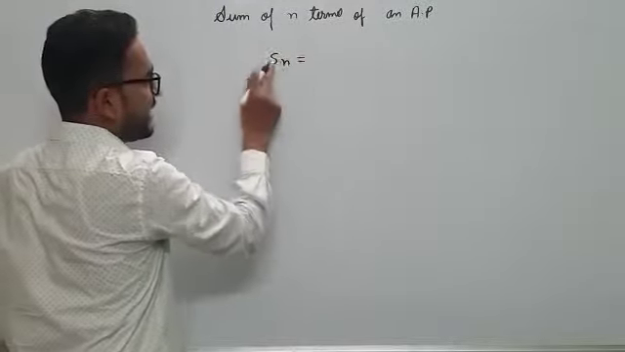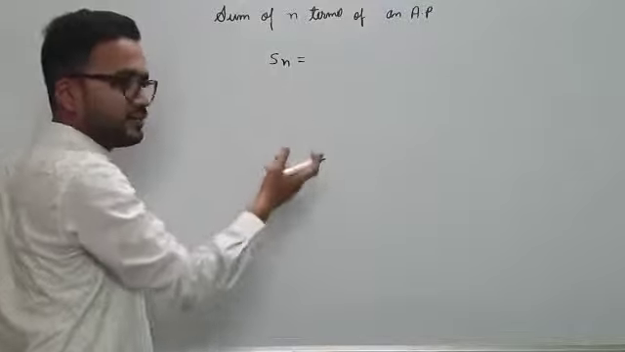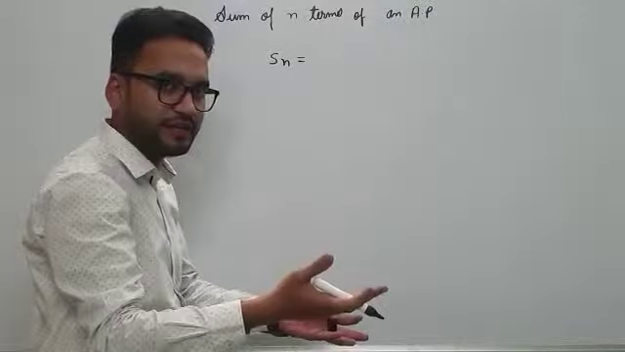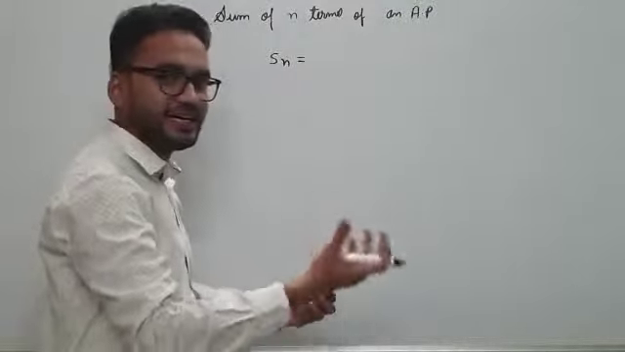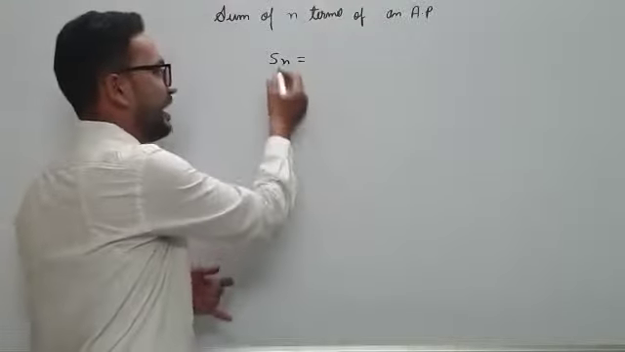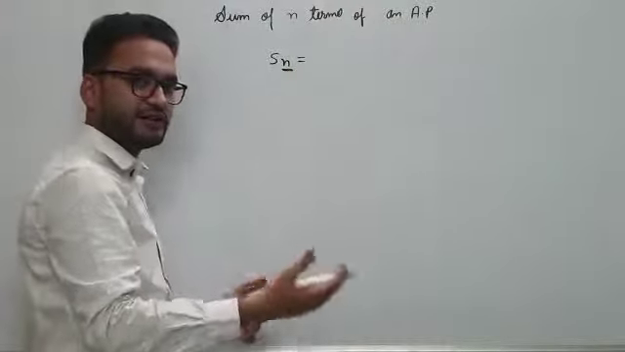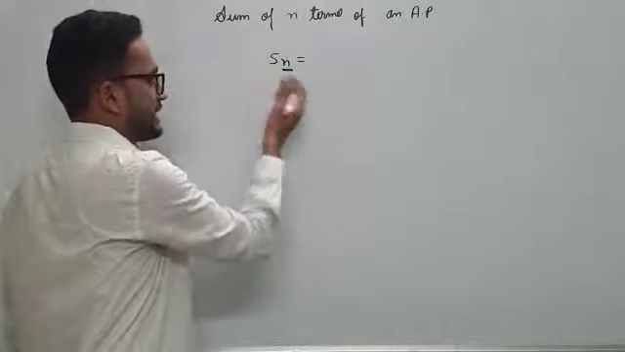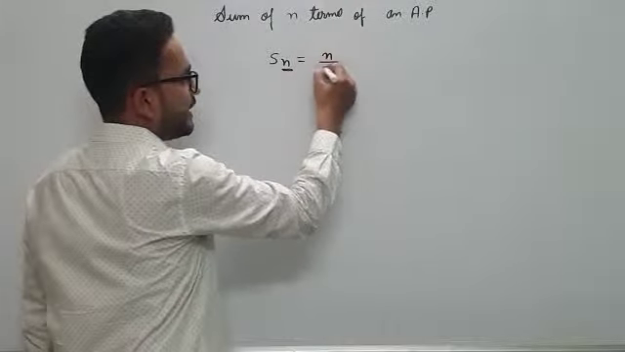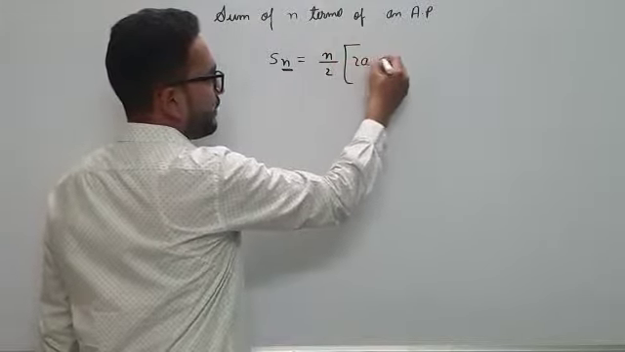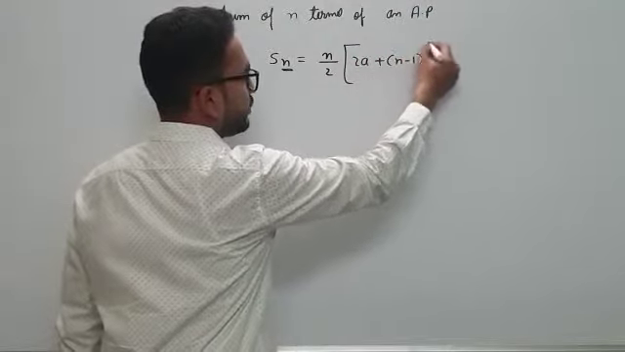Sn. Sn is nothing but the sum of n terms. Why n terms? Because we don't know how many terms. For a particular case we can take 100, 200, or in the general case n. Later on we can define 1000 terms or whatever n is. So Sn is equal to n by 2, 2a plus (n minus 1) into difference.